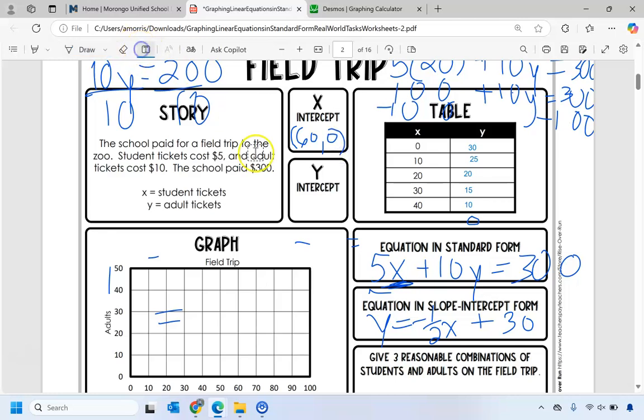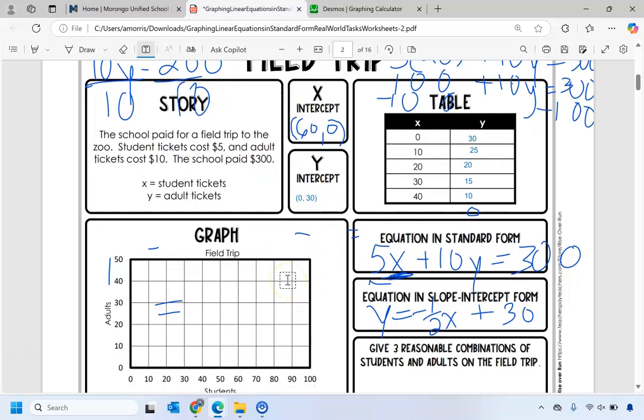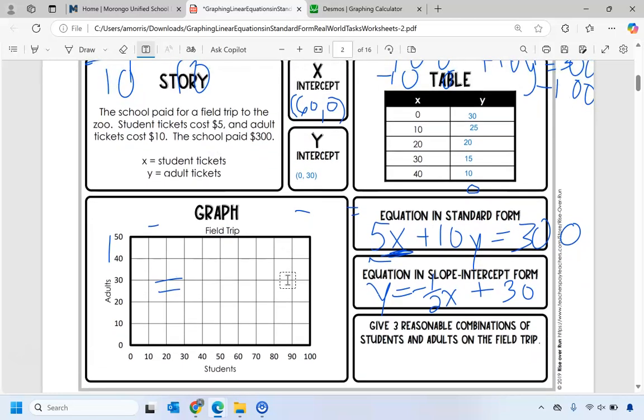And then my y-intercept is that no students go, so that means 30 adults go. And again, this is not reasonable. Neither one of these intercepts is reasonable in the context of this problem. I also think it's unreasonable because why would 10 students go with 25 adults? That's just not a good use of funds for students.